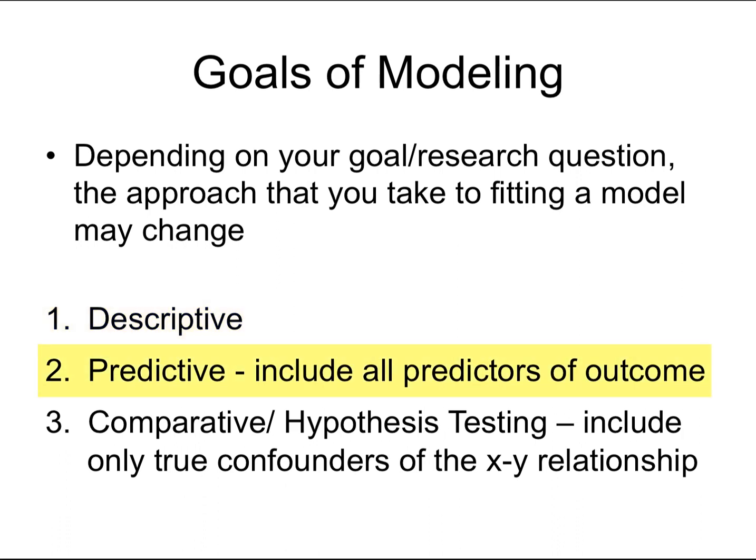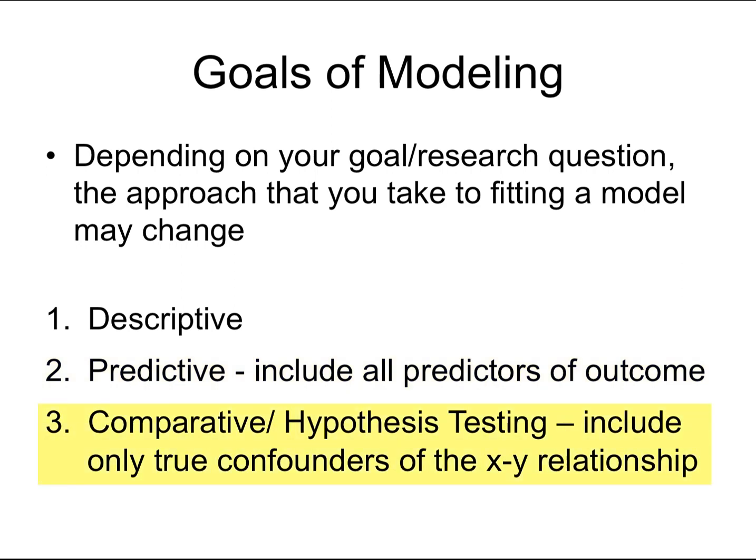With predictive models, our goal is to build a model that's good at making predictions for the outcome. We still need to have a good reason to include explanatory variables in our model, but the ultimate goal is to build a model that is good at predicting the outcome. So we want to include all predictors of the outcome.